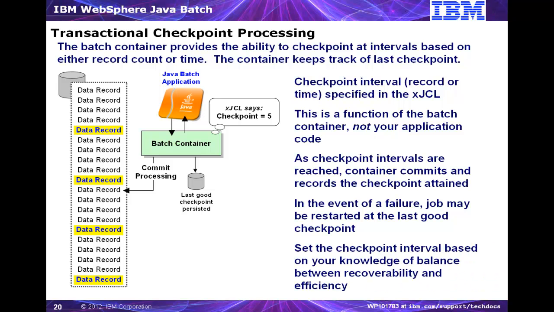This illustration shows a checkpoint interval of every 5 records. That's probably too low a number for most real-world scenarios. The checkpoint interval you set is based on your knowledge of the balance between recoverability and efficiency. Set the number too low and too much commit processing takes place. Set the number too high and you risk losing a lot of work if the container is forced to exit and roll back to the last commit point.